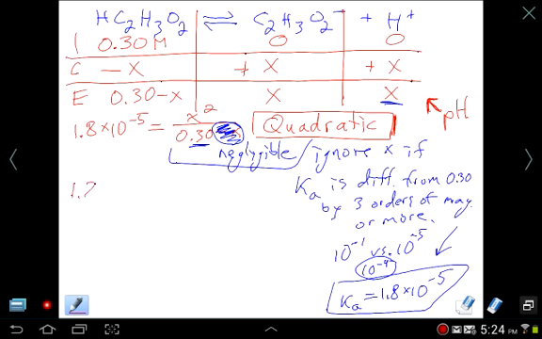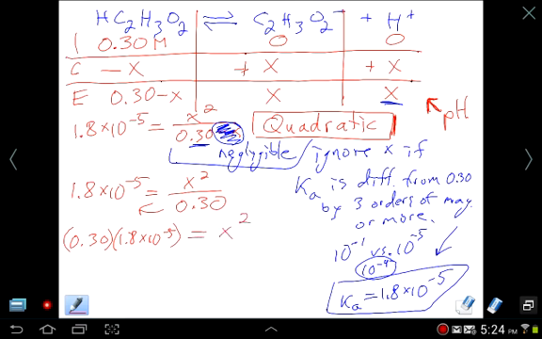So again, we have 1.8 times 10 to the -5th equals x squared, now simply over 0.30. So all we have to do is move the 0.30 that way and then take the square root. So we get 0.30 times 1.8 times 10 to the -5th equals x squared. So x will be equal to the square root of 0.30 times 1.8 times 10 to the -5th. So go ahead and find x in this case. Go ahead and plug this into your calculator.